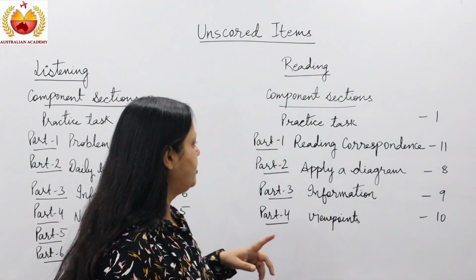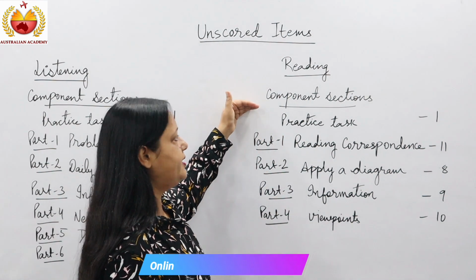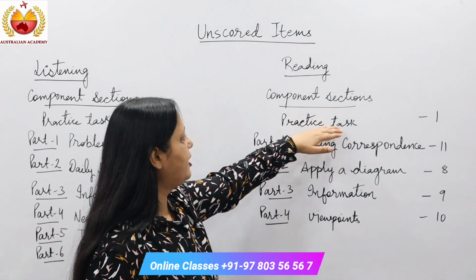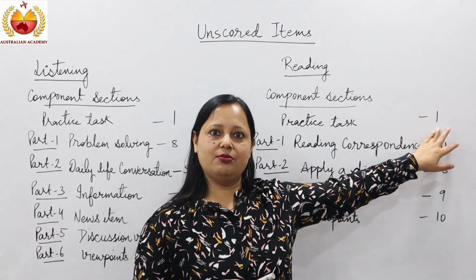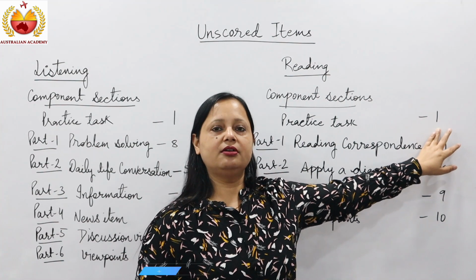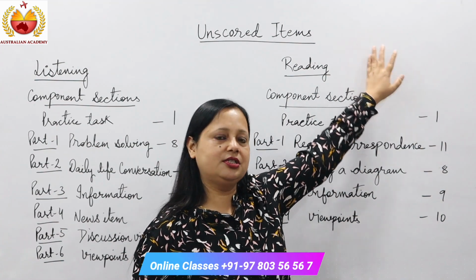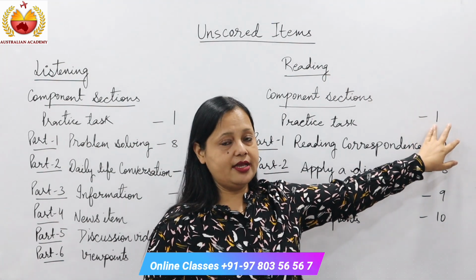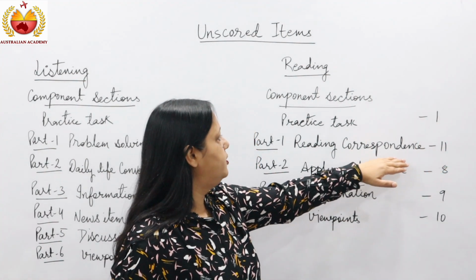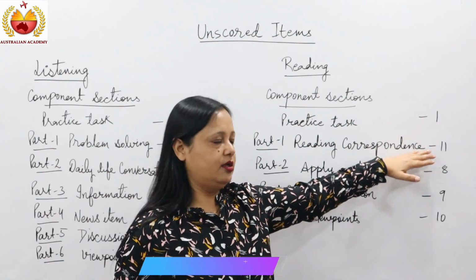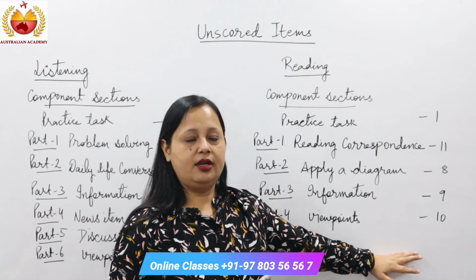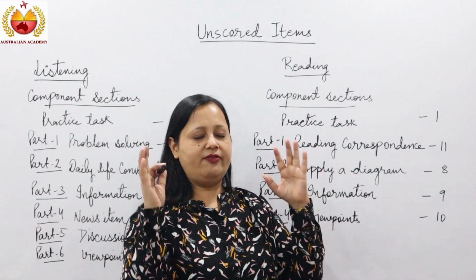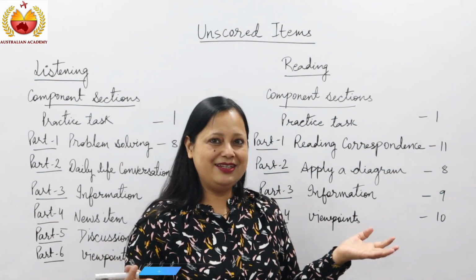The same happens in the case of reading. In the reading component, you have a first practice task. That is a non-scored item, but students get confused and think that this is the unscored item. No, this is not an unscored item. The unscored item comes when you do your part 1, done, part 2 done, part 3 done, part 4 done. Now you will think, okay, finally reading is over, but then what?